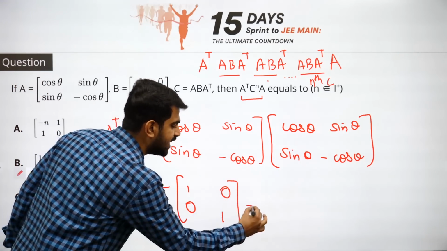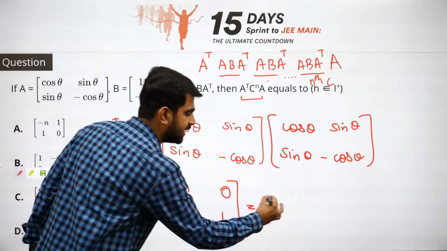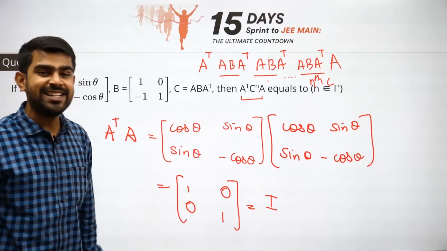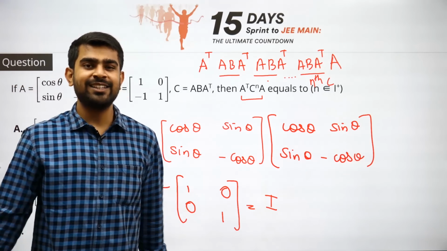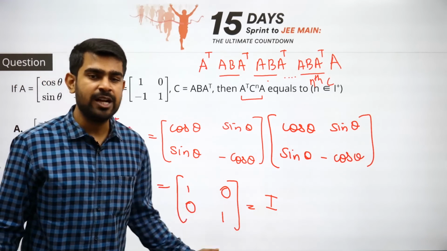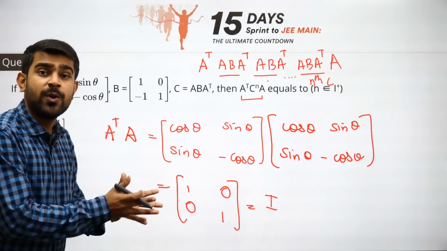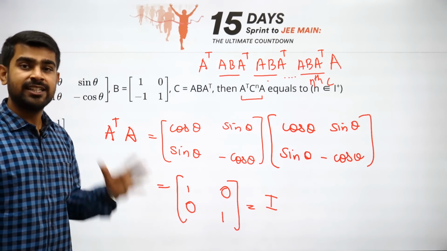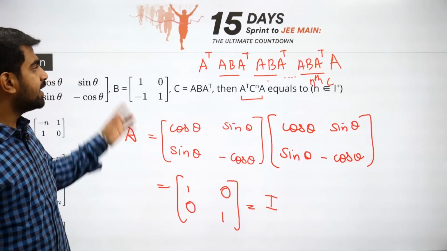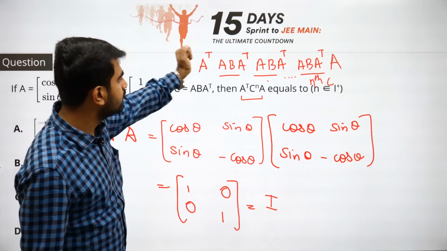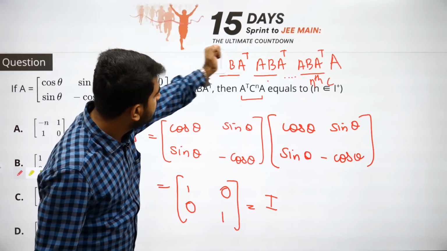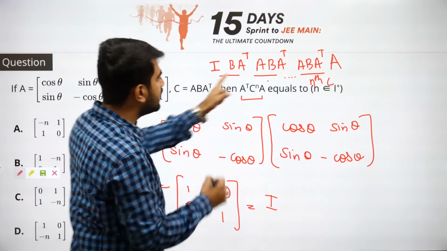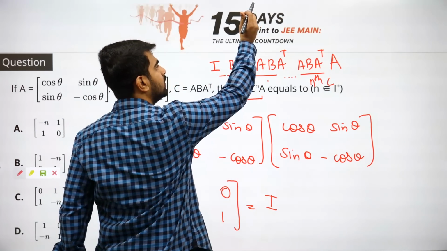So what is A transpose A? A transpose A is equal to I. Superb, right? So you got a very good expression now. So A transpose A is equal to I. I can do a lot with that. Let us see what I can do. Now, guys, what is A transpose A? A transpose A is I. What is A transpose A here?